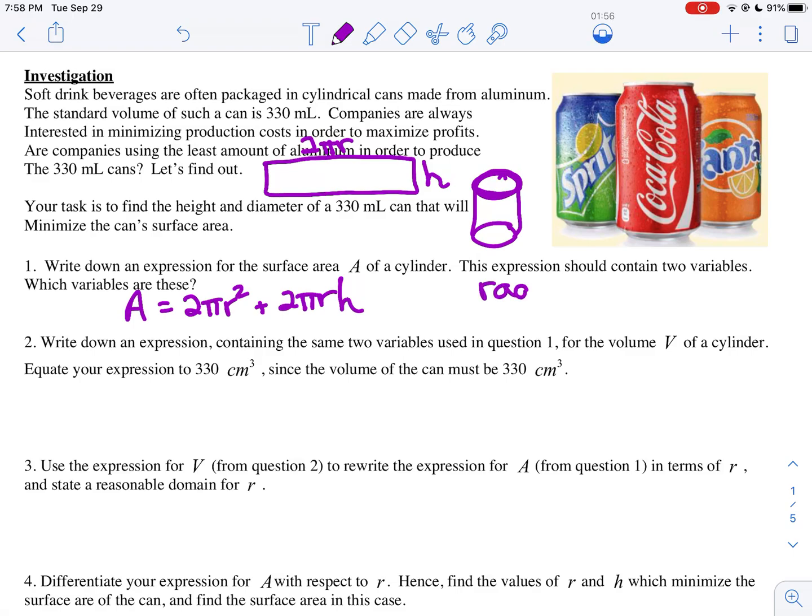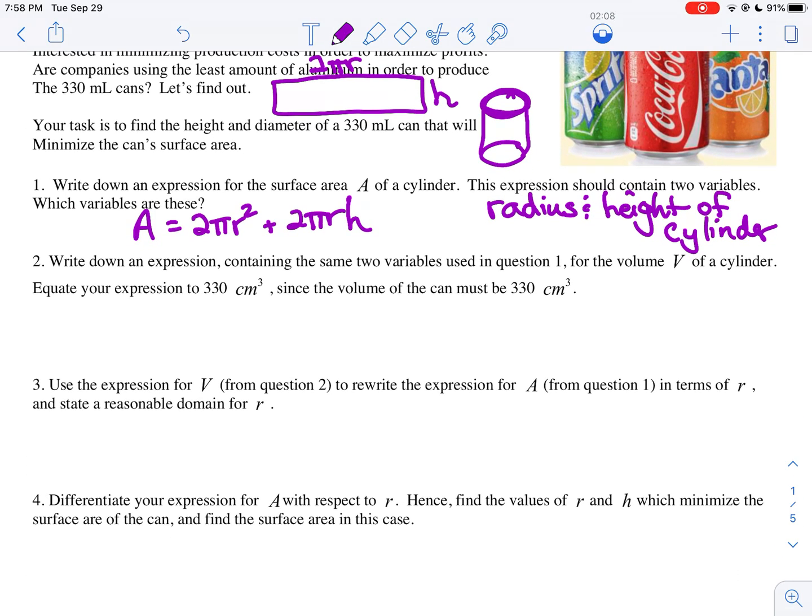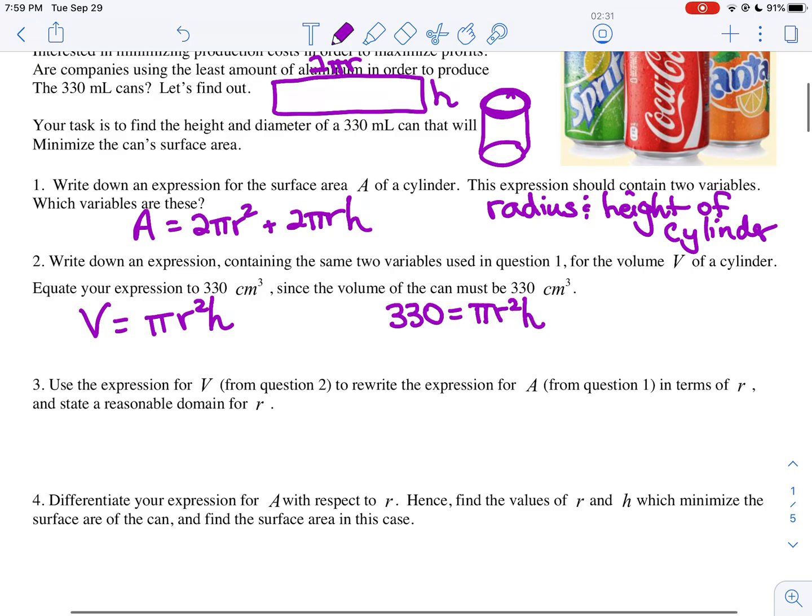So the two things we need are the radius and height of the cylinder. Okay? Write down an expression containing the same two variables used in question 1 for the volume. Well, if you hopefully remember this, it's pi r squared h. It says, since the volume of the can is 330, we want to equate it, which means set it equal.